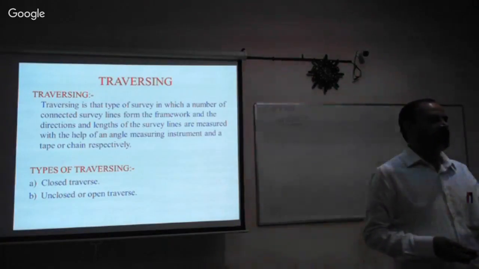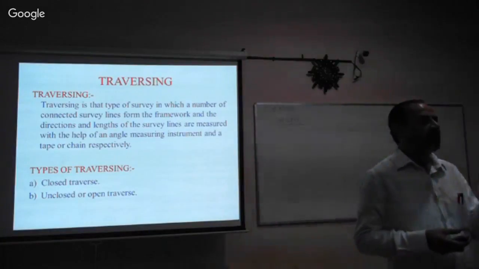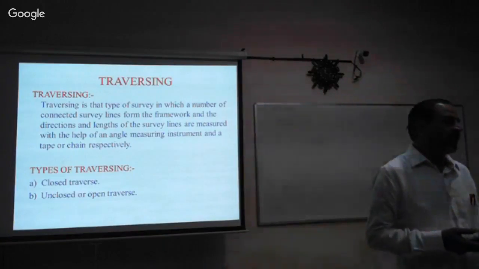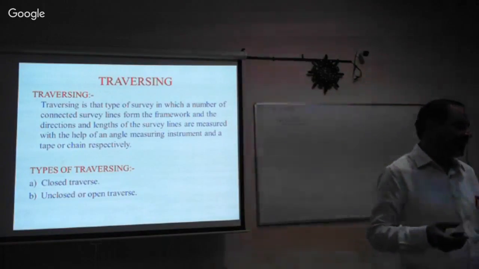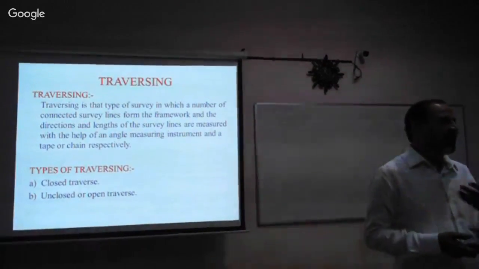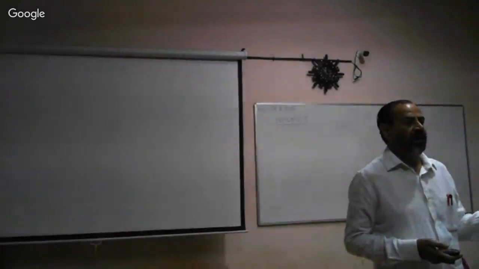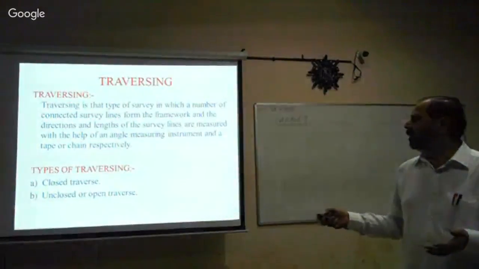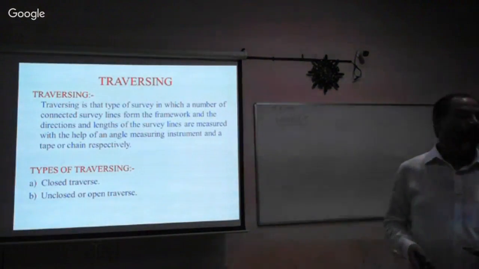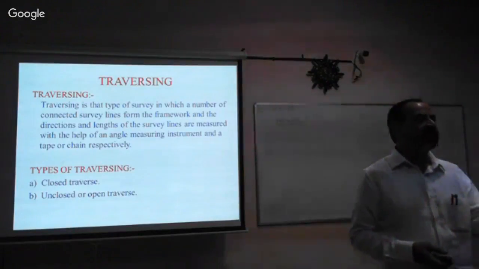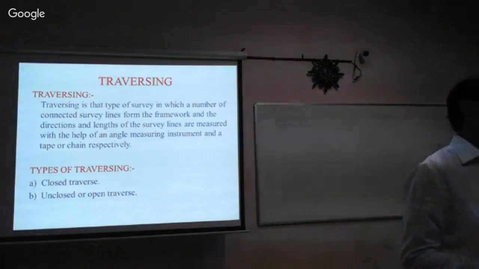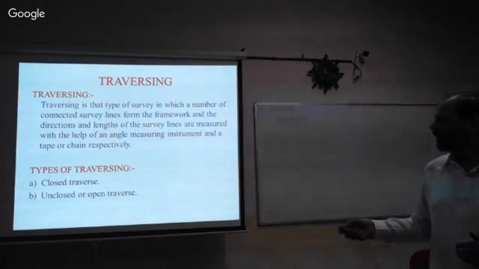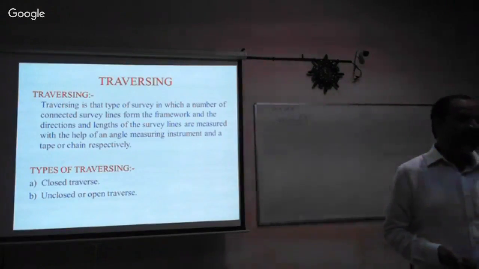In both cases, as a measuring instrument, to measure the length we need the tape or chain. If it is a small area, we can use the tape. If it is a larger area, we will pull the chain for the measurement, and also to measure the horizontal angles we will go with the theodolite, isn't it? Closed traverse means continuous progressive survey lines, measuring the horizontal angles and their lengths, isn't it? Now, the types of traversing: open traverse and closed traverse.